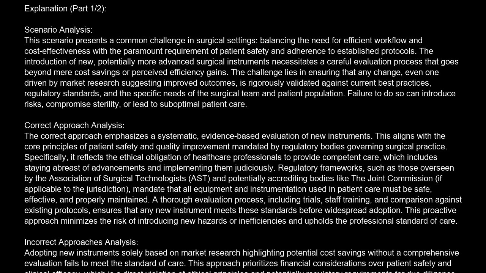or perceived efficiency gains. The challenge lies in ensuring that any change, even one driven by market research suggesting improved outcomes, is rigorously validated against current best practices, regulatory standards, and the specific needs of the surgical team and patient population. Failure to do so can introduce risks, compromise sterility, or lead to suboptimal patient care.